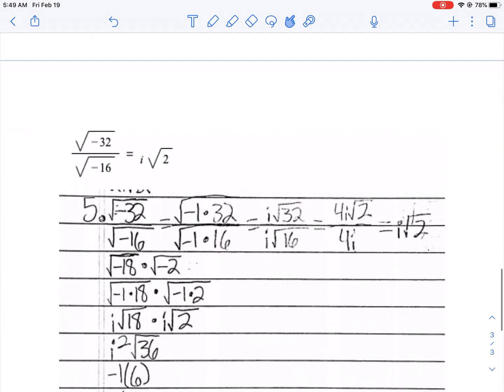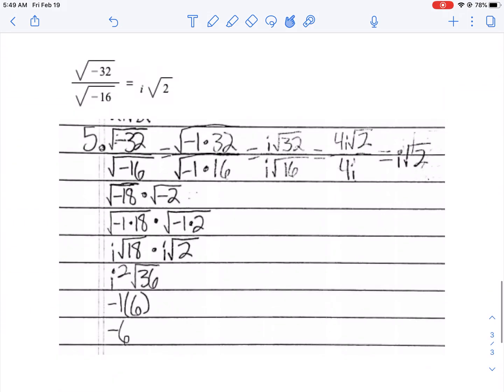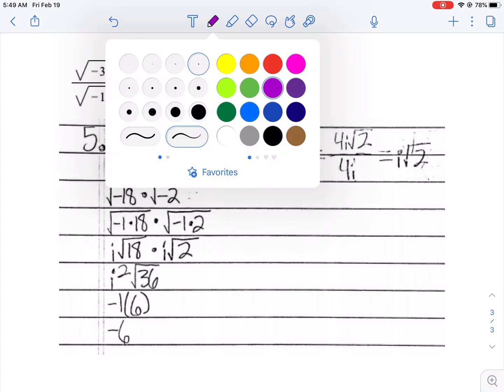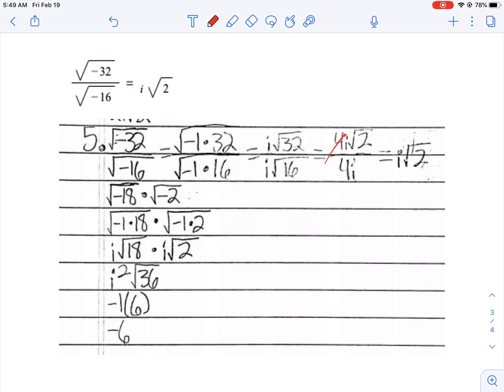And let's take a look at the last problem here. You did this correct. Now this time you had the notation correct. You had i times the square root of 32 over i times the square root of 16, which is 4i times the square root of 2 over 4i. Now here's the funny thing. You told me the 4's reduce. Well, you're correct. Well, why don't the i's reduce? So the correct answer is the square root of 2.